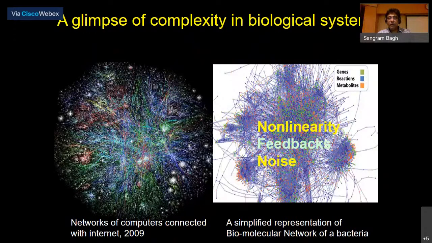So again, in the last class, I showed this picture to show the complexity of the biological system. If you think about this biomolecular network of the bacteria, it is as complex as the computers connected with the internet in 2009. And there are a lot of interactions among those nodes. These nodes could be genes, metabolites, proteins, and so on. There are a lot of feedbacks in those systems, most of the interactions are nonlinear, and there is a lot of noise.